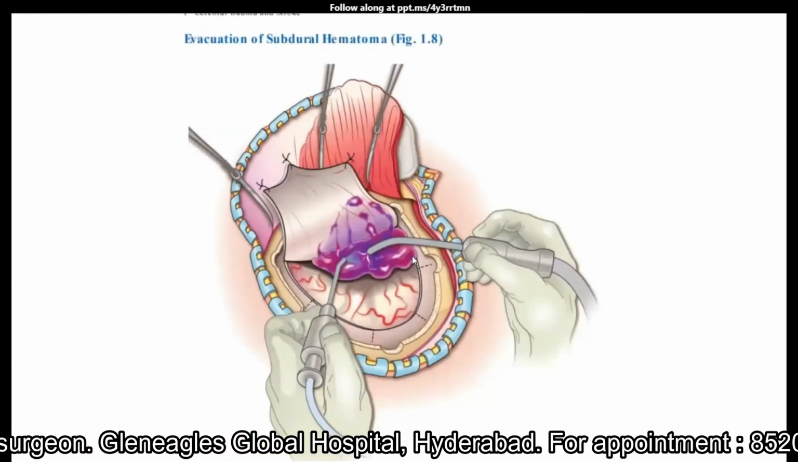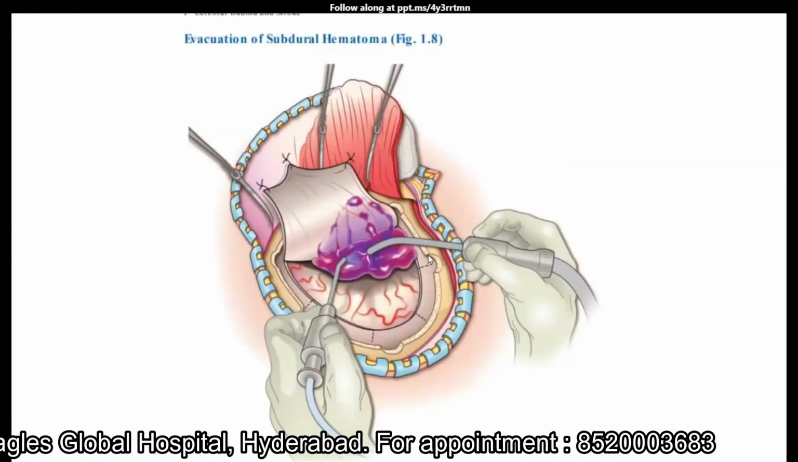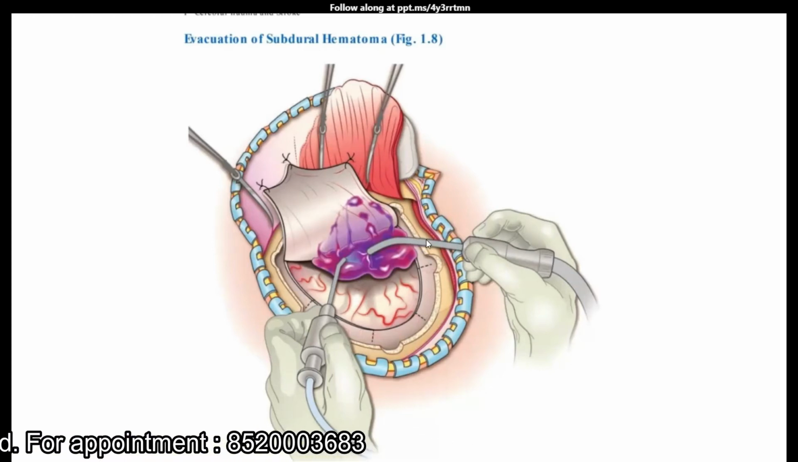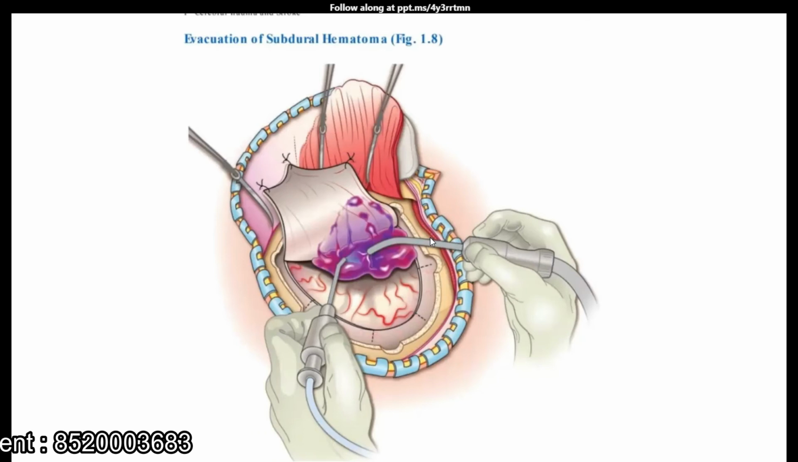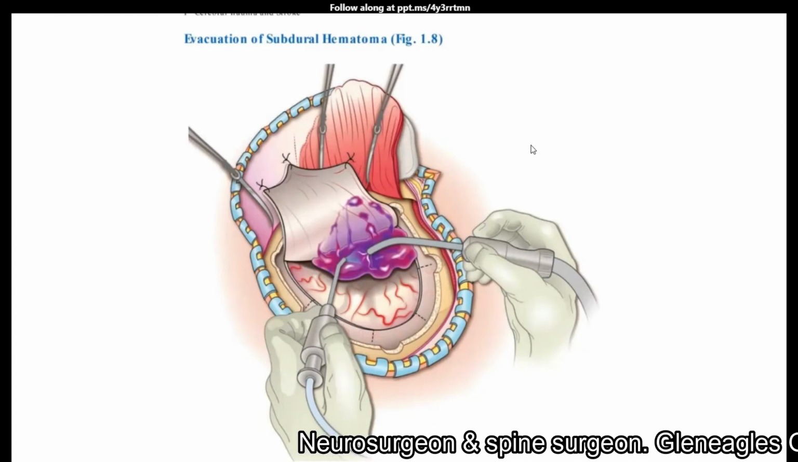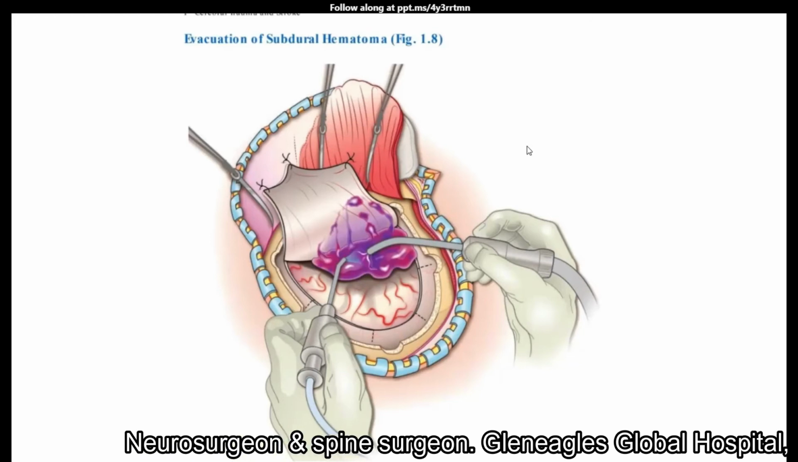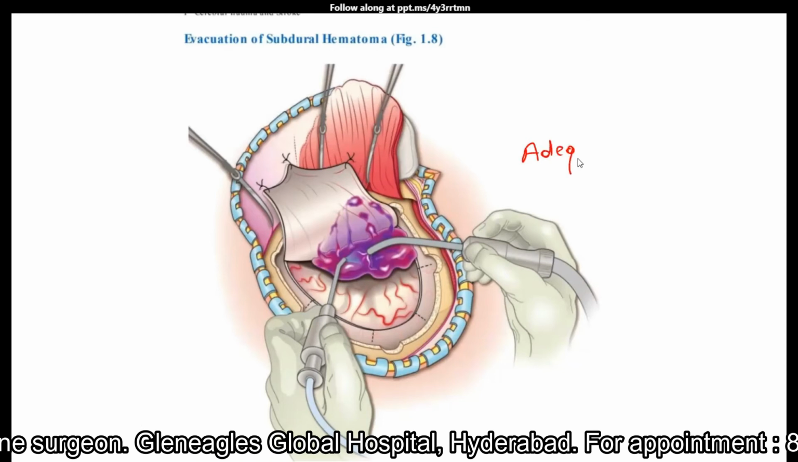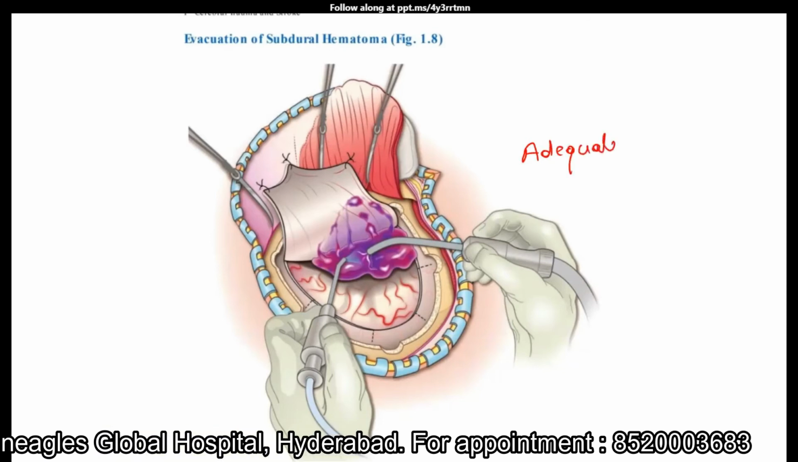So I open the dura mater, tuck it anteriorly, then the subdural hematoma comes into vision. Once the subdural hematoma comes into vision, I use gentle aspiration to evacuate it. I use a combination of microsurgical techniques along with adequate irrigation, so that the blood clot gets separated from the cerebral cortex.